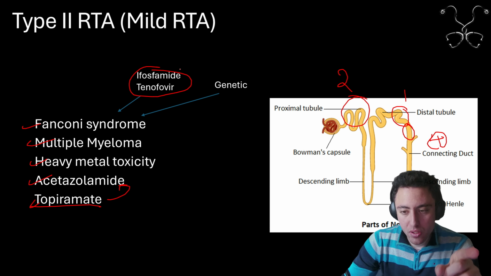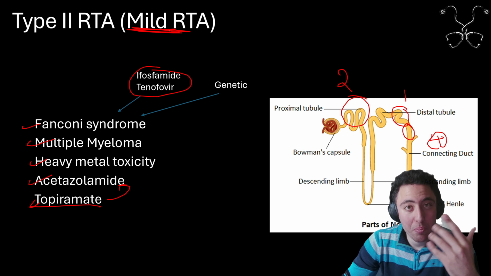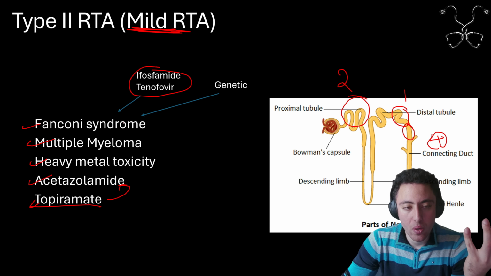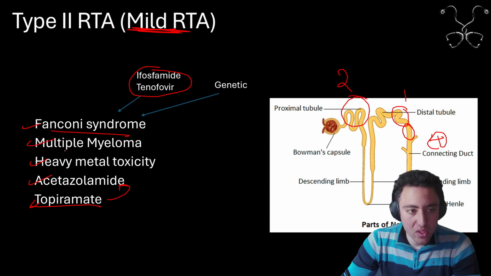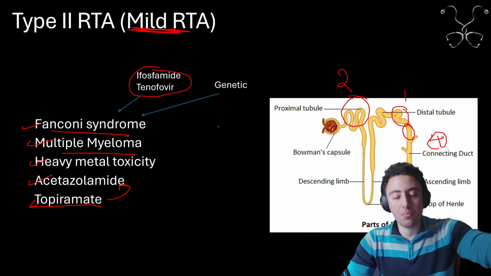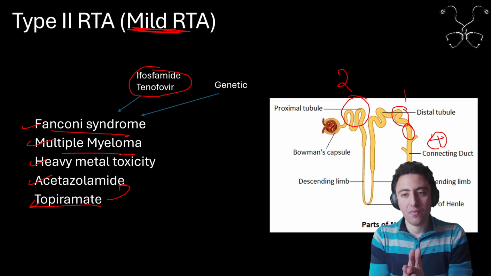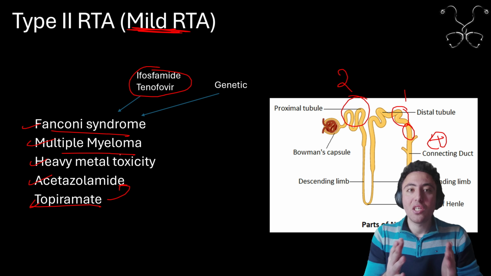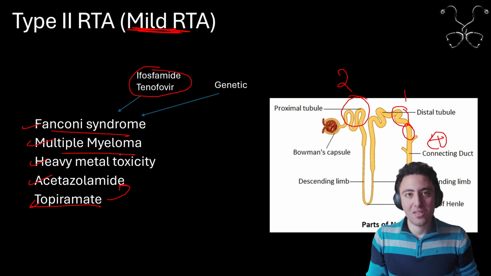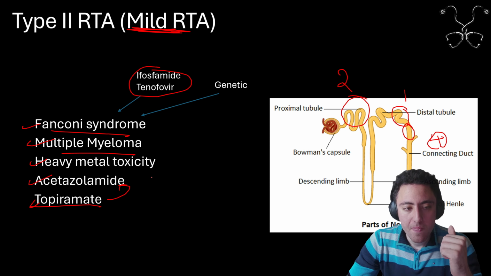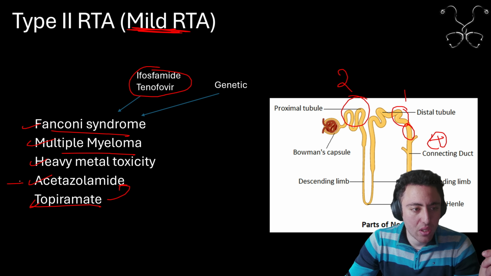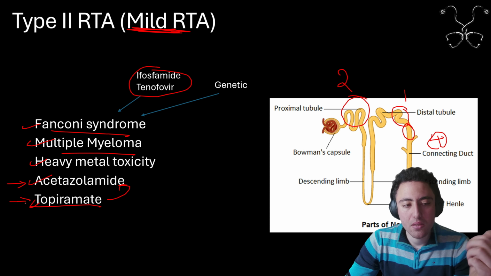What you should know about type 2 RTA is it's mild RTA. So the patient may be even asymptomatic, right? Patients with Fanconi syndrome, multiple myeloma, these patients completely have destruction of the PCT, proximal convoluted tubules. They're going to present with symptoms. But I'm talking about just the reabsorptive capacity of the proximal convoluted tubule function. If that is destroyed, you're going to present with mild sort of acidosis. So you're going to be usually asymptomatic. Okay, so a patient who's on acetazolamide, for example, might present asymptomatically, and same thing with topiramate.